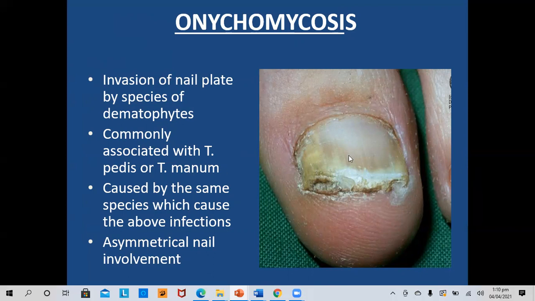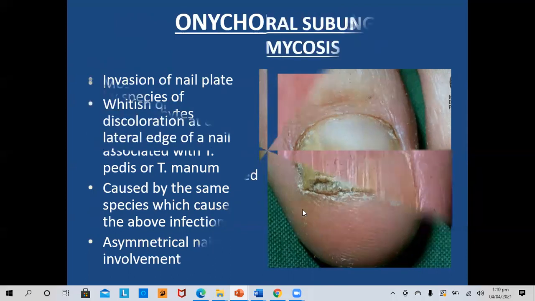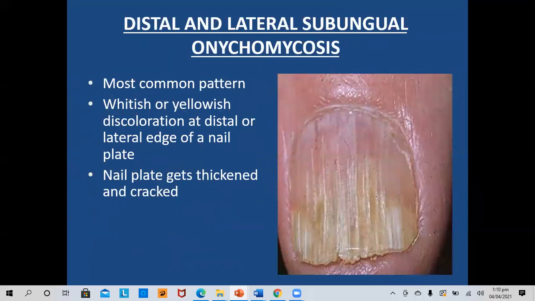The typical feature of onychomycosis is that the nails are involved asymmetrically, usually one to two nails on the hands and one to two nails on the feet. There are different types of onychomycosis. Distal and lateral subungual onychomycosis is the most common pattern. Whitish or yellowish discoloration of the distal or lateral edge of the nail. The nail plate is thickened and cracked. If you insert a card here, the card will not be visible because of the thickening of the nail plate.